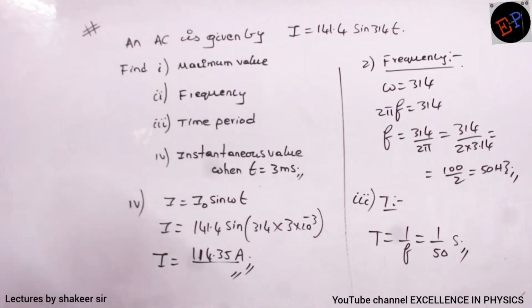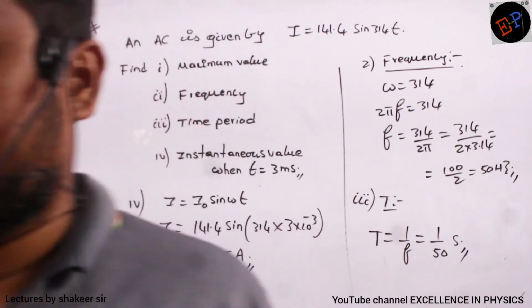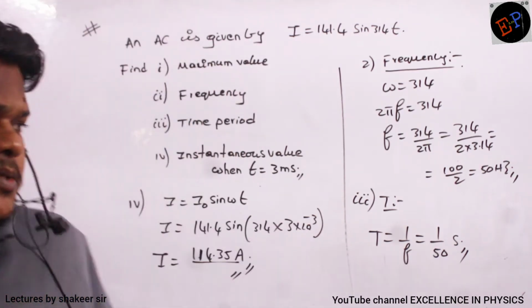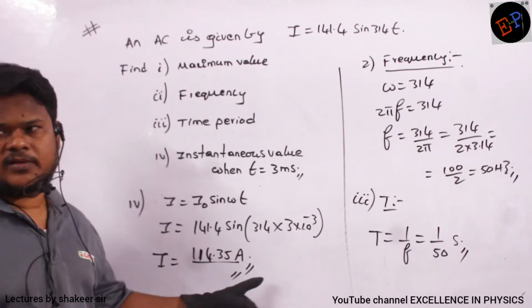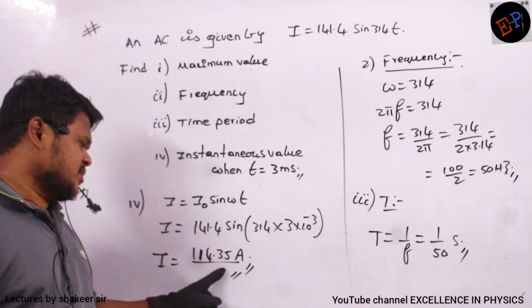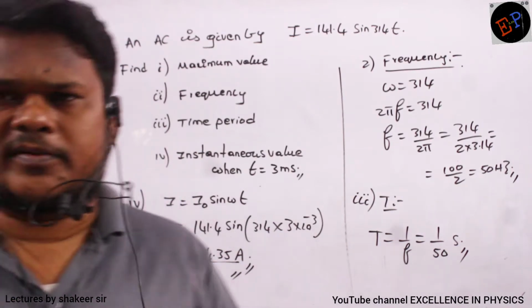This much amount of current will flow at what time? At a time of 2 into 10 power minus 3 seconds. Are you able to understand? See, when this time changes, current also changes, because all these are instantaneous values. At this instant of time, this much amount of current is flowing. That is the meaning of it.